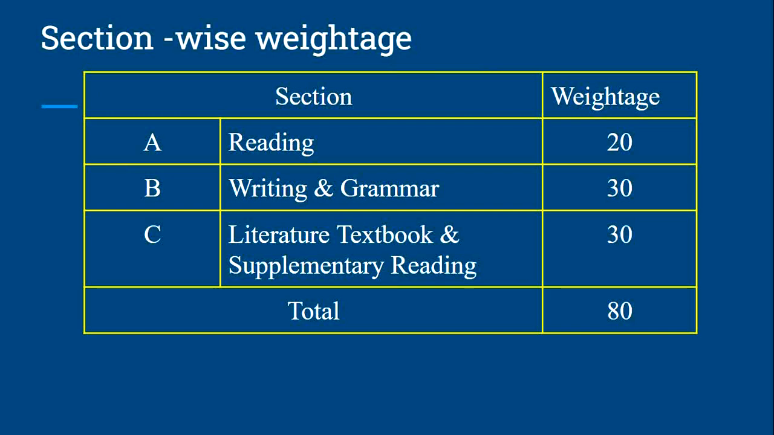Let's have a look at the section-wise weightage that is given for English class 10. There are a total of 3 sections. Section A is about reading and 20 marks is allotted for this section. Section B is about writing and grammar. A total of 30 marks is allotted for section B. And section C is about literature textbook and supplementary reading. A total of 30 marks is allotted for this section too. So altogether you have 80 marks for all these 3 sections.